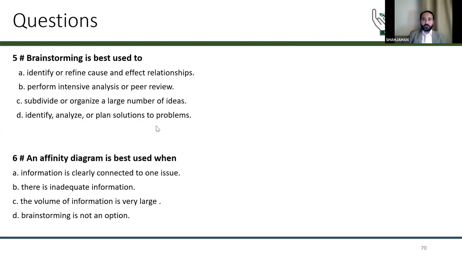Okay, now I will go for question number 5. Brainstorming is best used to identify or refine cause and effect relationships, perform intensive analysis or peer review, subdivide or organize a large number of ideas, or identify, analyze, or plan solutions to a problem. So in which of these 4 scenarios do we use brainstorming? Okay, Sarvat, D or B? D, okay. Sundas, B. Okay. Anyone else? D. Sonia Amir. Good. Anyone else want to comment?